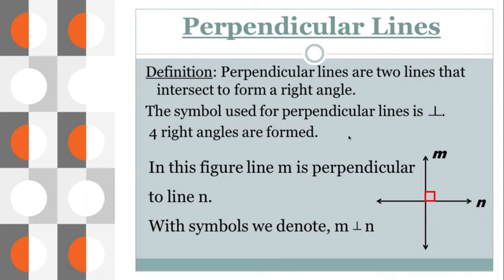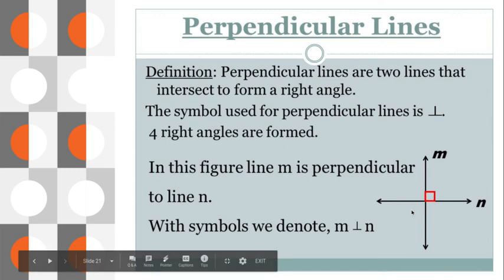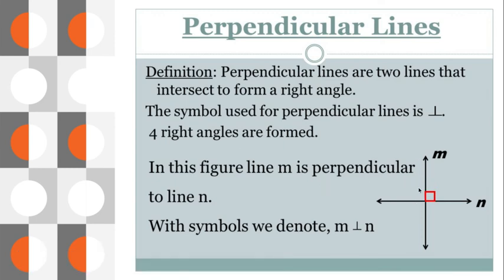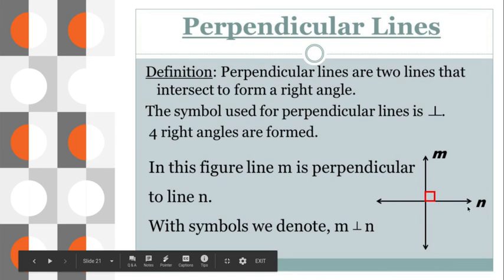The symbol for perpendicular lines is the upside down T. And again, like I just mentioned, four right angles are formed. In the figure we have here, line M is perpendicular to line N, and in symbolism, we would say that M upside down T, N.